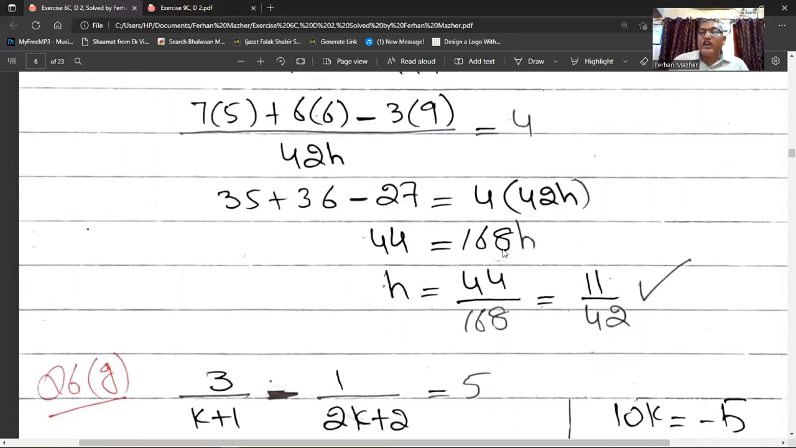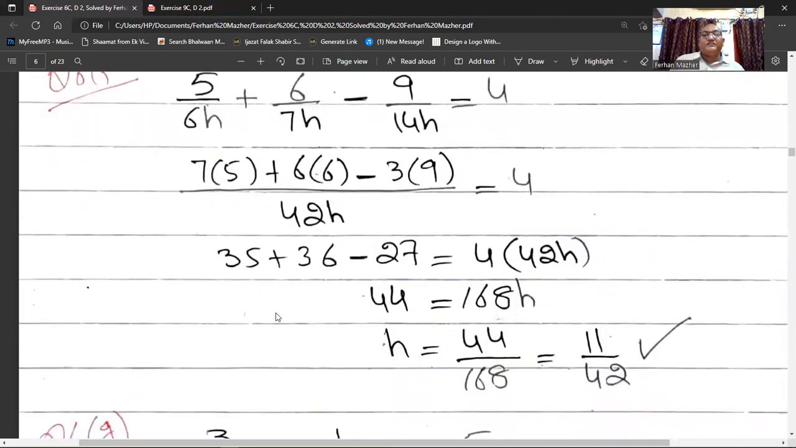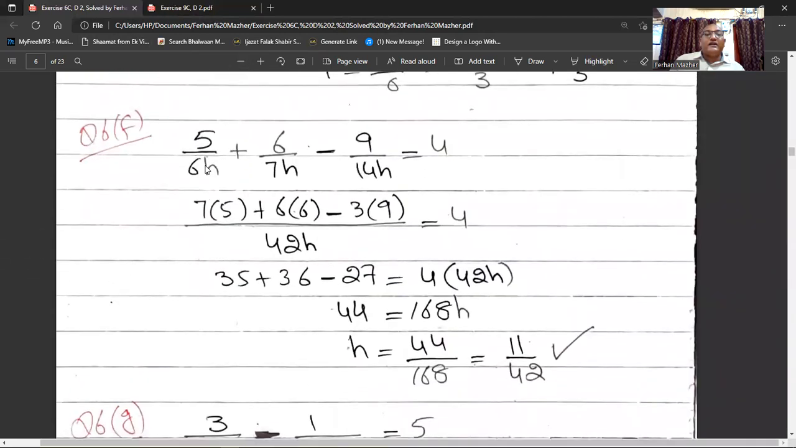This is multiplying with the h. When it goes to the other side, it will divide there. So now you can cancel it with the table of 4, and you are left with 11 divided by 42. The question number 6 F part is showing up on your screen. You can pause the video and take your time.